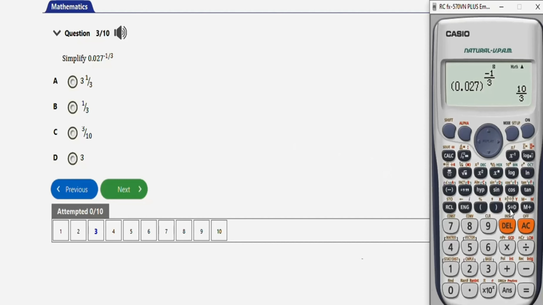Press SD. Okay, this is the answer in decimal. So the answer is basically A, because 3 times 3 is 9. 9 plus 1 is 10, 10 over 3. So the right option in this question is option A, which is 10 over 3, or 3 whole number 1 over 3. So that's it for this question. Let's solve the next repeated question.